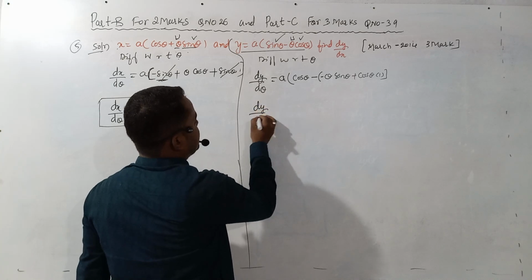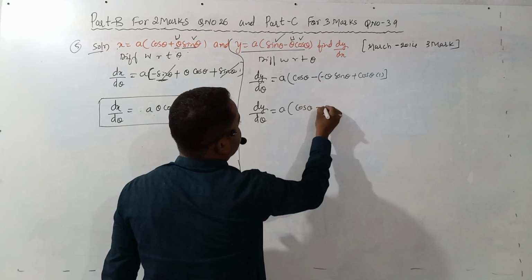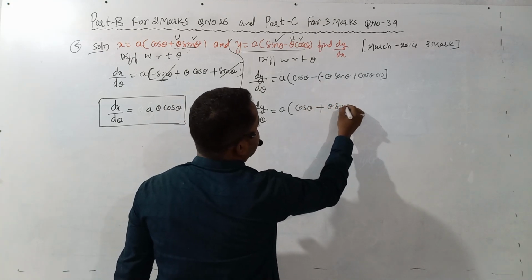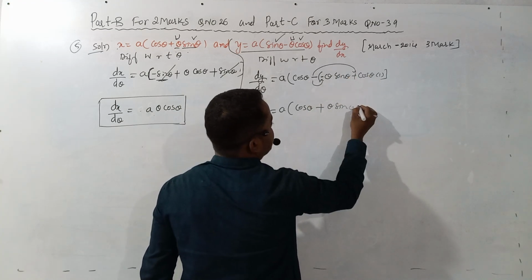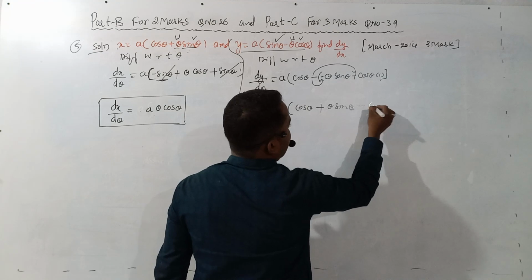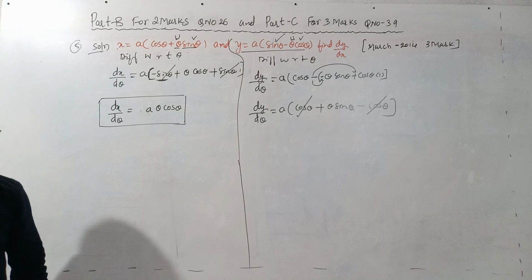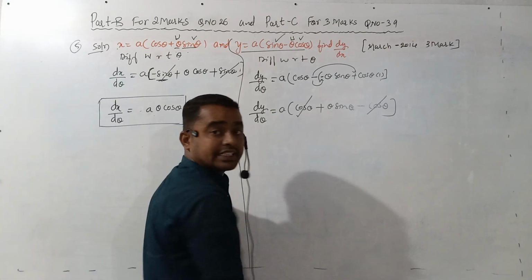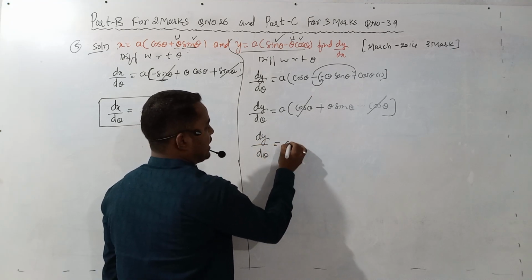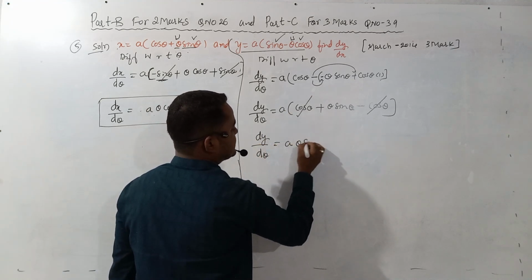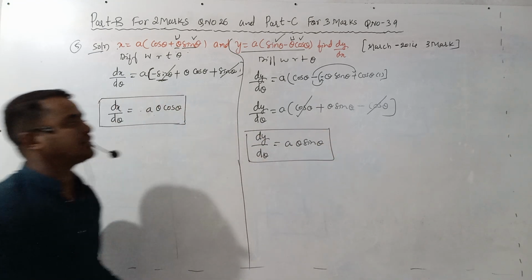dy by d theta is equal to a into the bracket cos theta, minus into minus plus, theta sin theta. Then minus into plus is minus, 1 into cos theta. Here cos theta gets cancelled because plus and minus are there. Now dy by d theta is equal to a into theta sin theta.